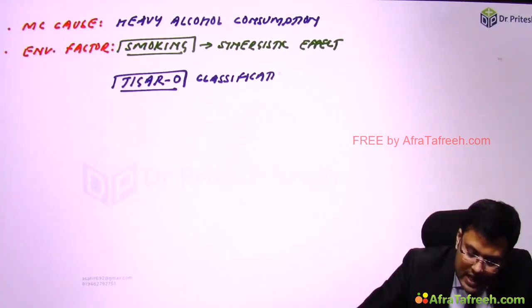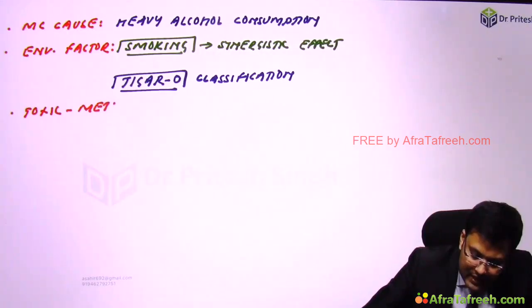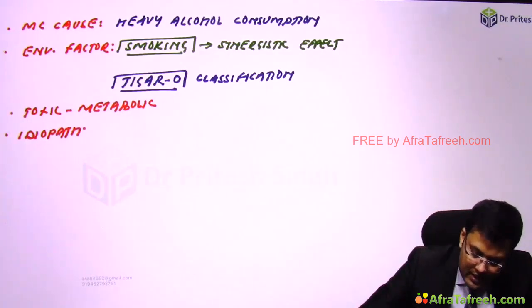So what is this TIGAR-O classification? T means toxic metabolic, like alcohol is a toxin. I, idiopathic. G is the genetic.